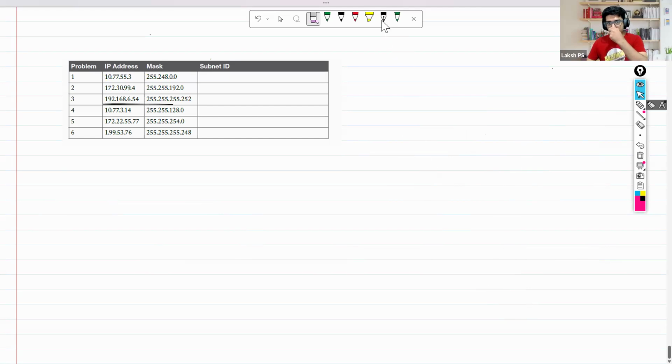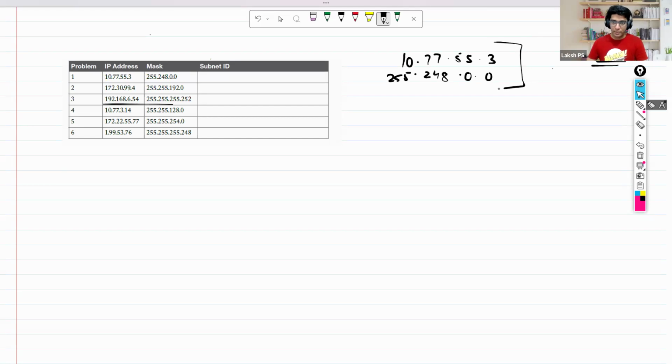So let's go to our first question over here. 10.77.55.3, and 255.248.0.0. This is the address mask. So they ask, give me, let's say, the fifth usable IP address of the third subnet. This is the question. Give me the fifth usable IP address of the third subnet for this particular IP address and address mask combination.